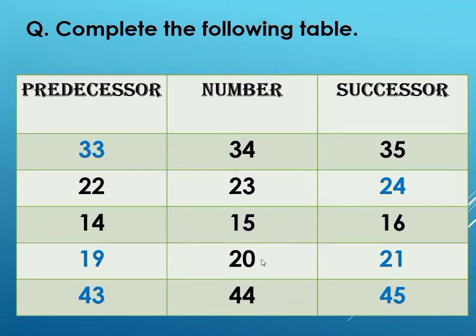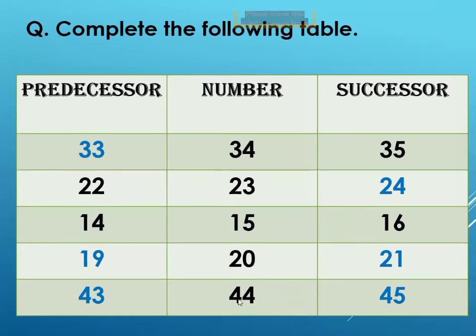Now tell me, what is the successor of 20? To find the successor number, we add 1 to the given number. So 20 plus 1 is equal to 21. So what is the successor of 20? The successor of 20 is 21. Yes, Tasbia, you are right. The successor of 20 is 20 plus 1, which is equal to 21.